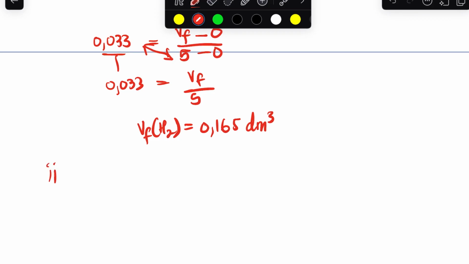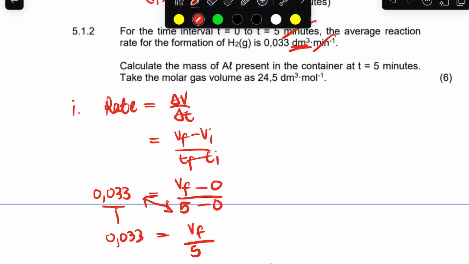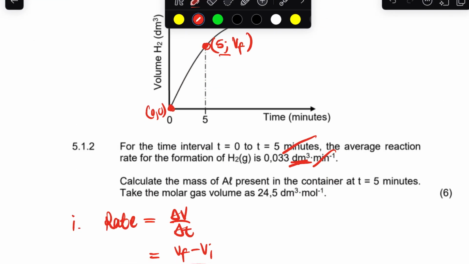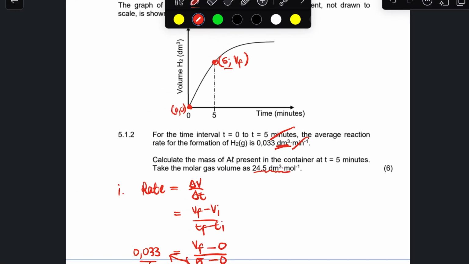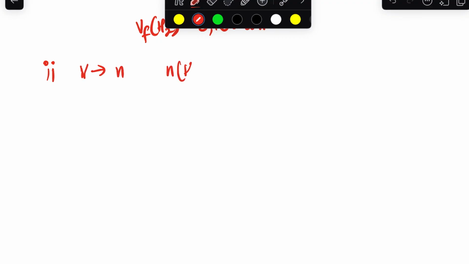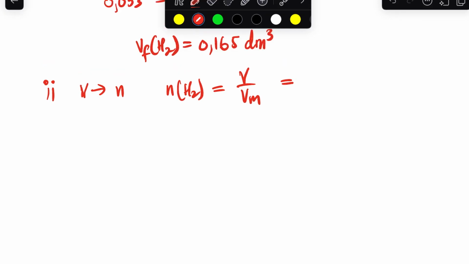So we're going to find the amount that reacted. Having this volume now, we're going to change this volume into number of moles. Remember, we're told that this gas has been produced at molar gas volume, right? So we're going to change the volume into number of moles. We're going to say number of moles of hydrogen gas is equal to V over what? Vm. Right, and then we substitute the volume there.